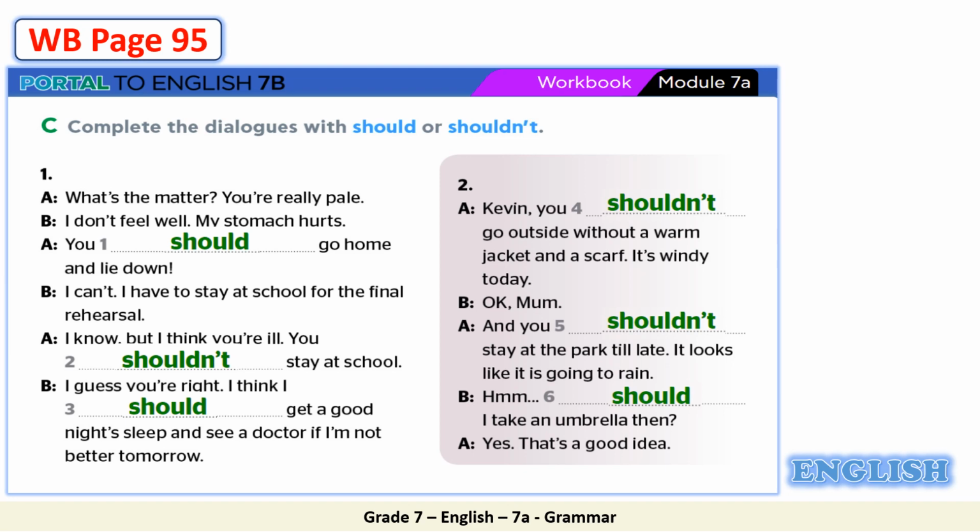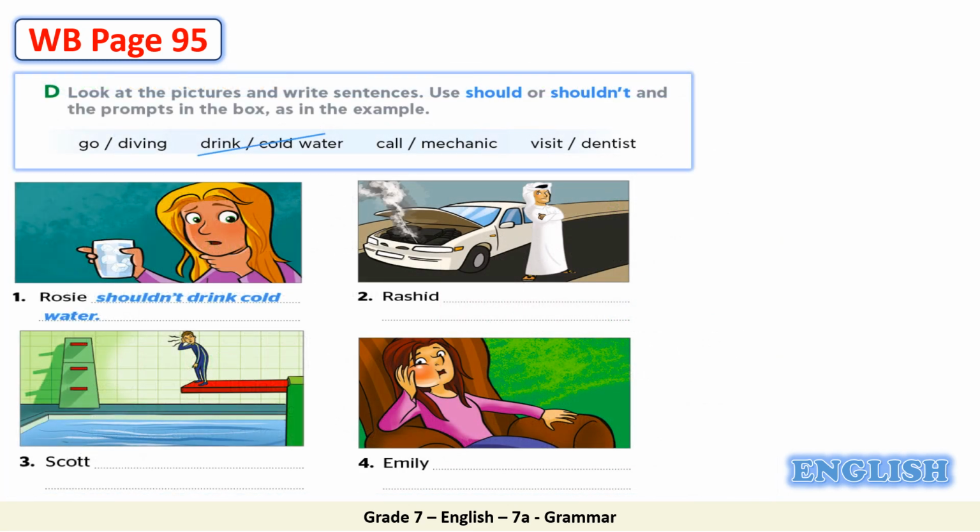Well done, students. You could work out this task. Let's together move to task D in your workbook, page 95. Read the given instructions. D. Look at the pictures and write sentences. Use should or shouldn't and the prompts in the box, as in the example. Let's have a look at the given prompts. Go diving. Drink cold water. Call mechanic. Visit dentist. Now let's have a look at the pictures.